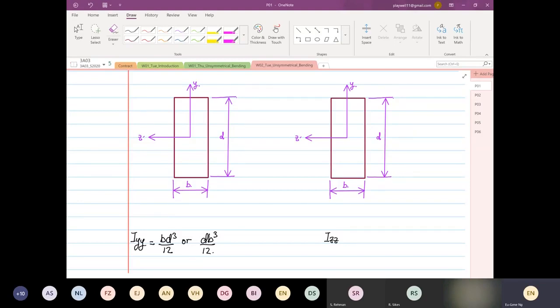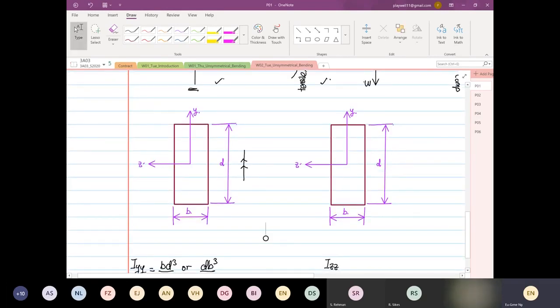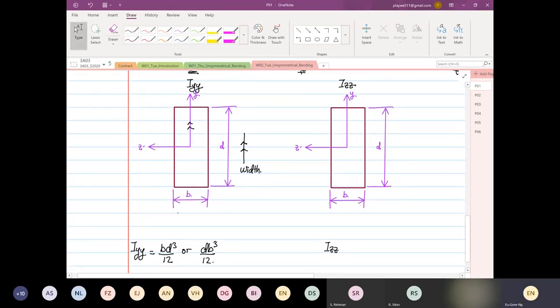Anything that is parallel to the axis, in this direction, we're looking at IYY now. So on the left hand side, I want to focus on IYY, and on the right hand side is your IZZ. If we look at IYY, this is our YY axis, and this line I draw is parallel to it. This will be your width, and perpendicular to the axis, this is your depth.